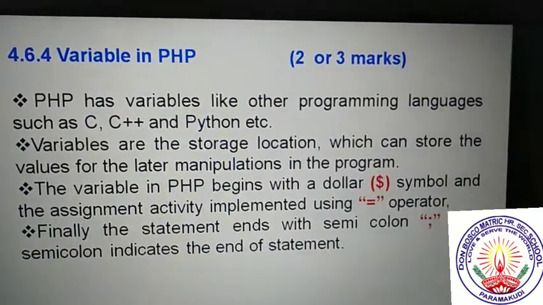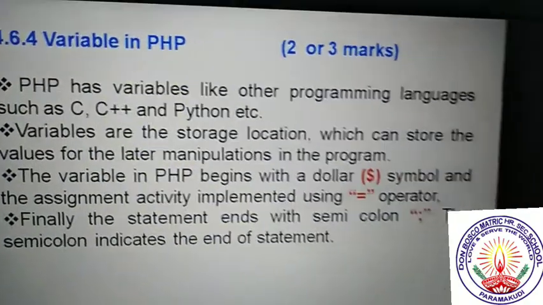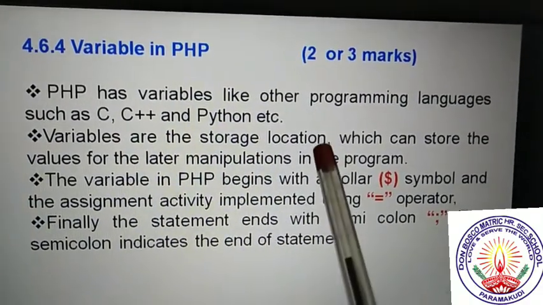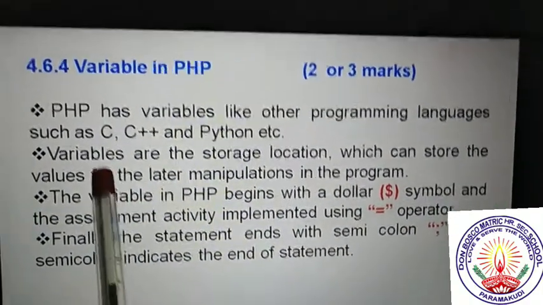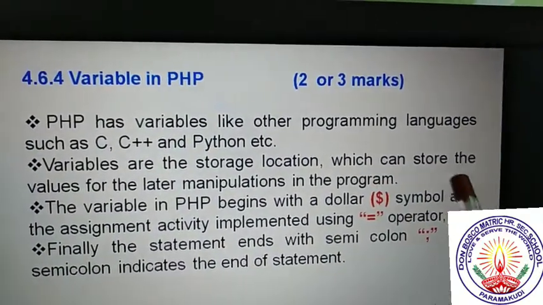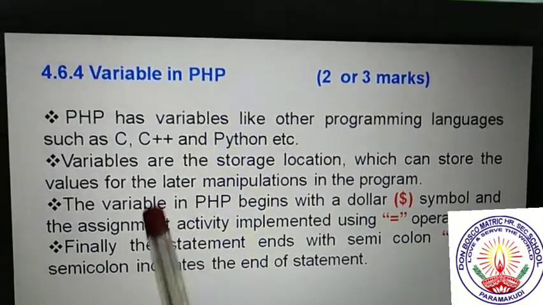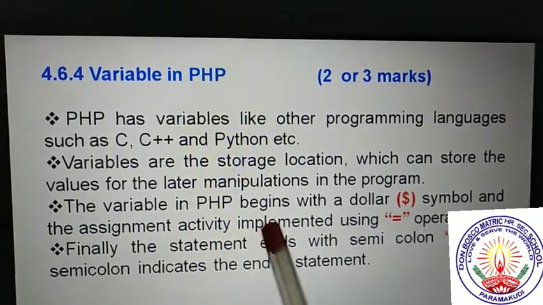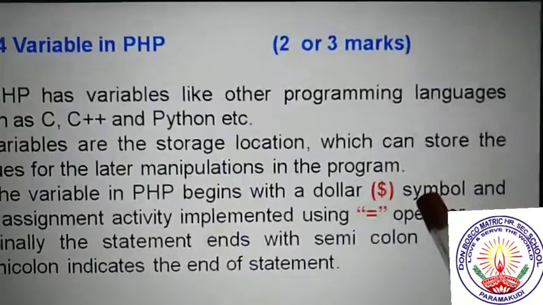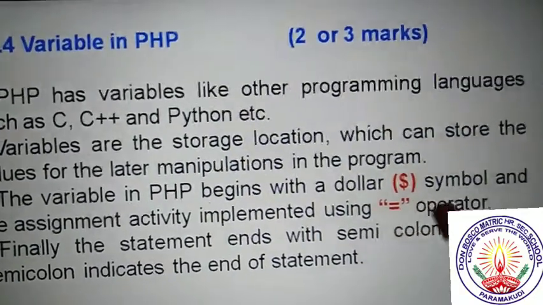So if you declare a variable in a PHP program, we have to follow some rules. Okay. Variables are storage locations which can store values for later manipulation in the program. A variable in PHP begins with a dollar symbol. So this is the dollar symbol. If you create any variable in PHP, before that you have to put the dollar symbol.